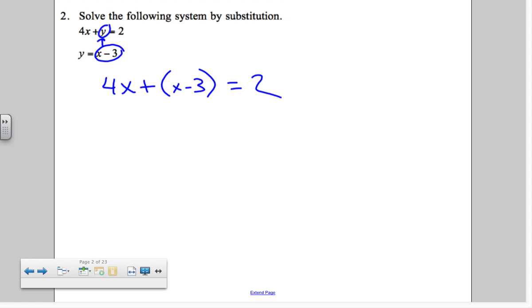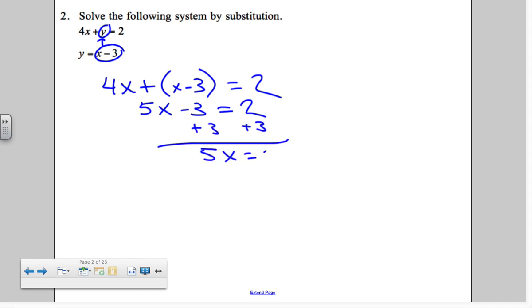Remember, when you make that substitution, use parentheses. Then you simplify that expression, and if there's anything to distribute, you would distribute it. In this case, there's nothing outside the parentheses. So we can just combine the 4x and the x to 5x, and then solve for x. So you get x equals 1.